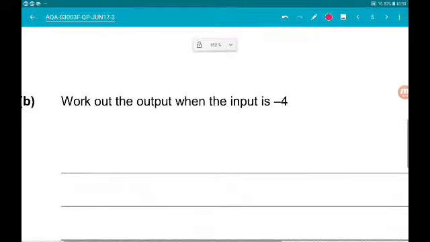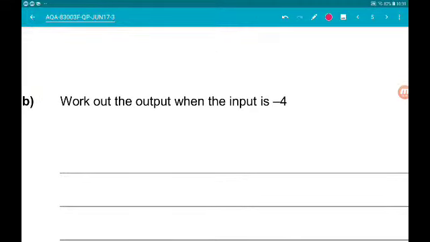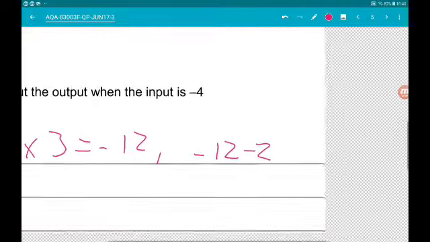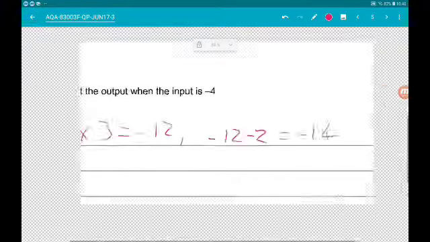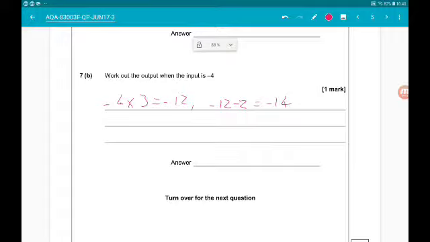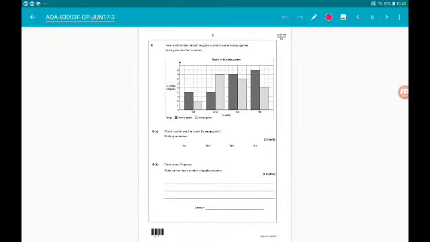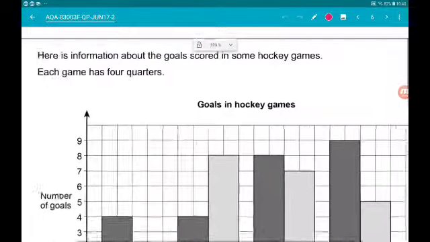Part B wants us to work out the output when the input is minus 4. So, minus 4 times 3 is minus 12. Minus 12 minus 2 is minus 14. Cool. Question 8.